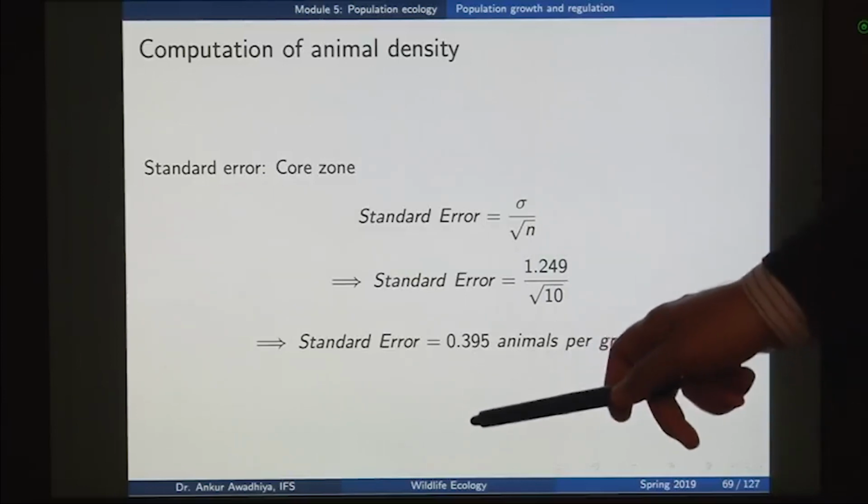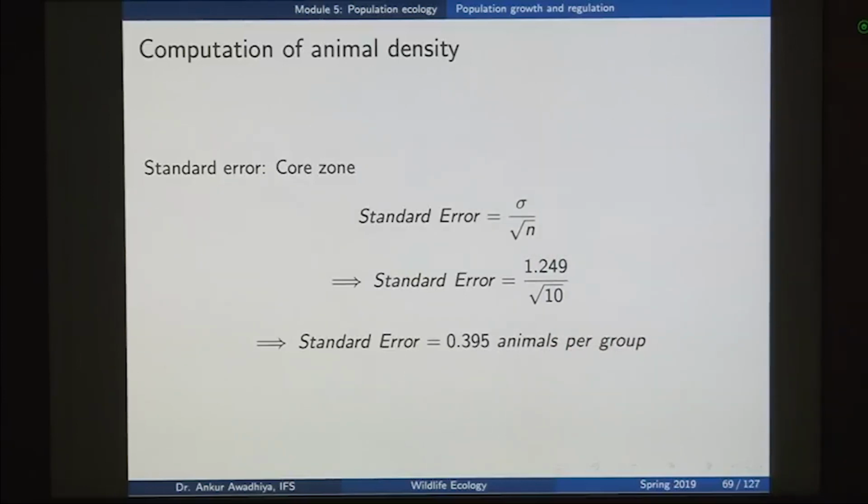So, in this case for the core zone it comes to 0.395, and in the case of buffer it comes to 3.6. So, here also we are saying that in the case of the buffer zone, the standard error is much greater than that in the core zone, which is another indication that the group size is much more heterogeneous in the case of the buffer.